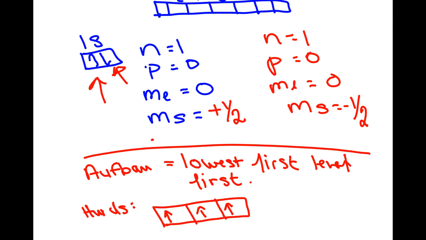That means that when you're filling up your boxes, you're going to put this one first, this one second, this one third, this one fourth, this one fifth, and this one sixth. And that's Hund's rule.